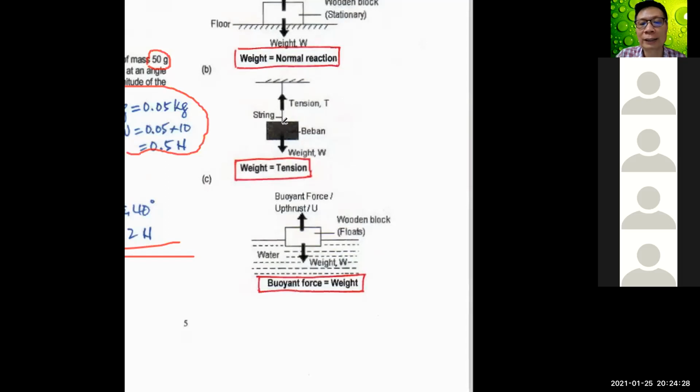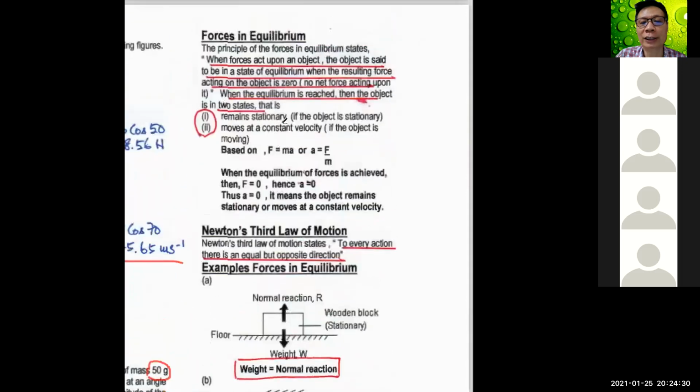Okay? Understand? This is what forces in equilibrium means. All this you have to memorize, the whole statement here. All these are memorized. Okay, now the further explanation. Okay, listen here.